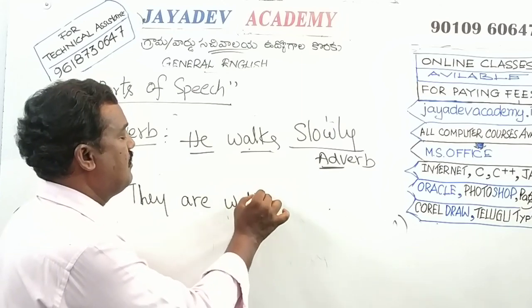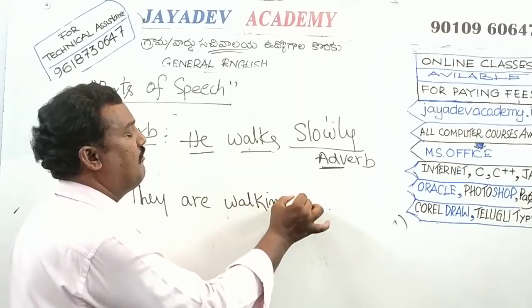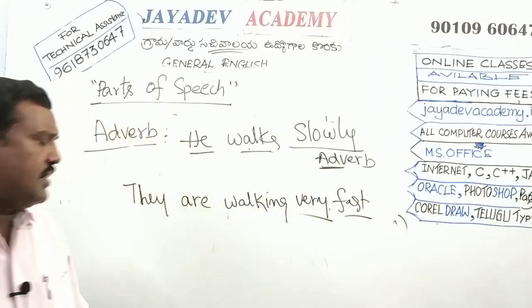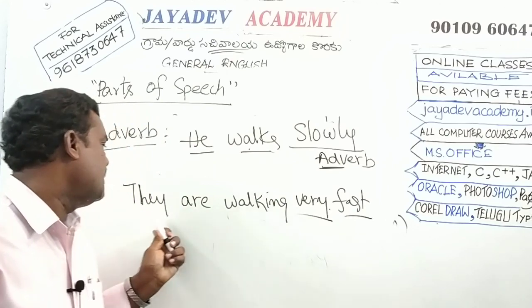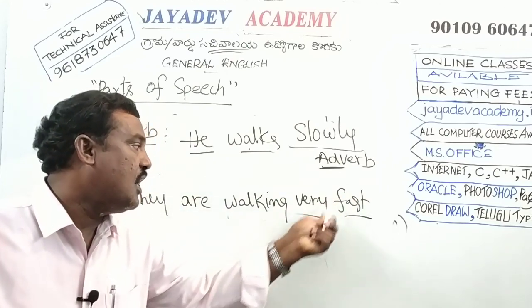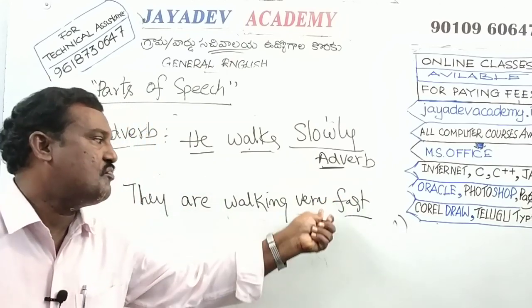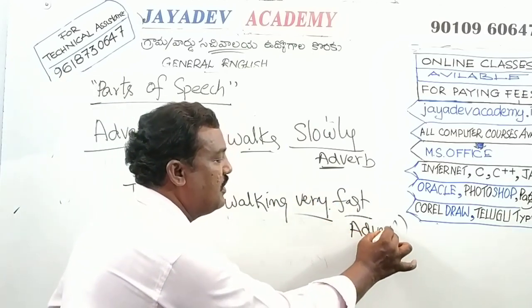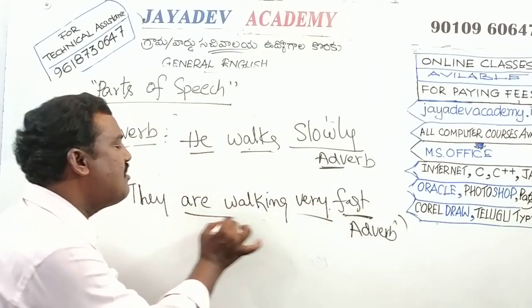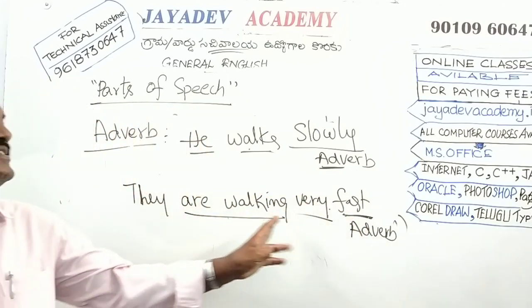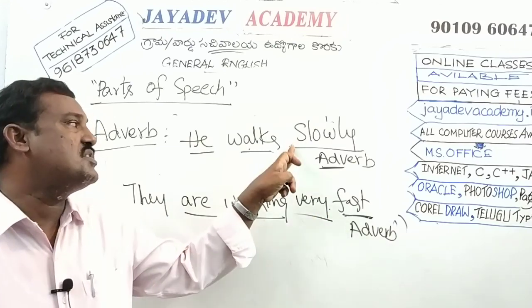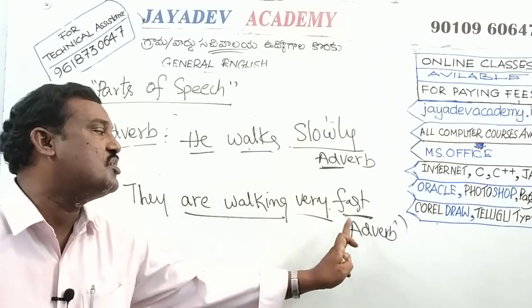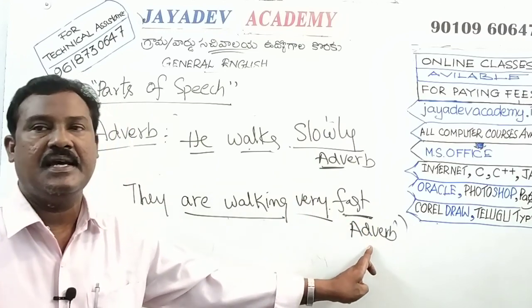They are walking very fast. If you see here, fast. They are walking fast. How are they walking? Fast. So fast is the word. It is an adverb which adds meaning to the verb. How the process of walking is fast. In the above sentence, slowly. Here, fast. So the action of the verb is modified by one word, that is adverb.